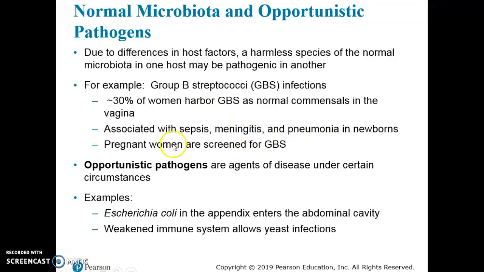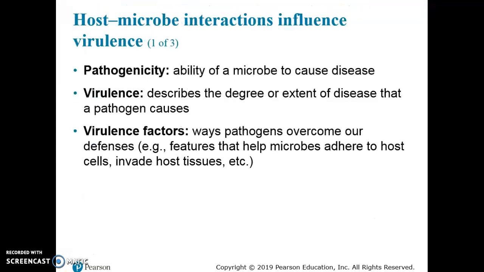All right, so that's the example of the opportunistic pathogen. In one place it's fine, but given the opportunity, under certain circumstances, it can cause infection. All right. Here you have also E. coli in the appendix, enters the abdominal cavity, causes inflammation. Weakened immune systems allow for yeast infections. So, almost any microbe that we have can actually become a pathogen if it is given the right opportunity.